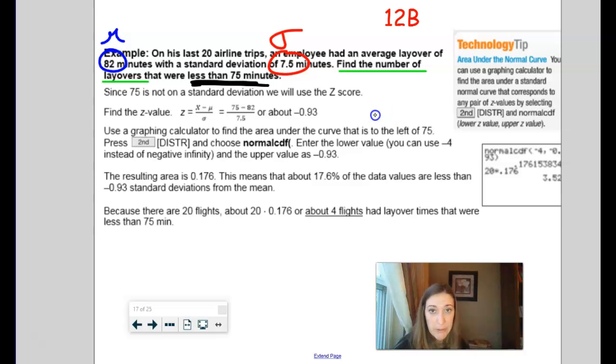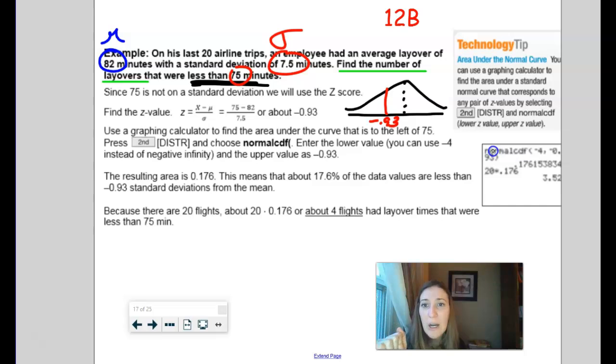All right, so you see the Z-score calculations. That's not like a big mystery, right? So envision this. That's the middle. You have your standard normal distribution curve, and you have a Z-score of negative 0.93, which represents the 75 minutes right here. And they want to know what percent, or eventually what number, I think, are less than. So they want this probability right here.